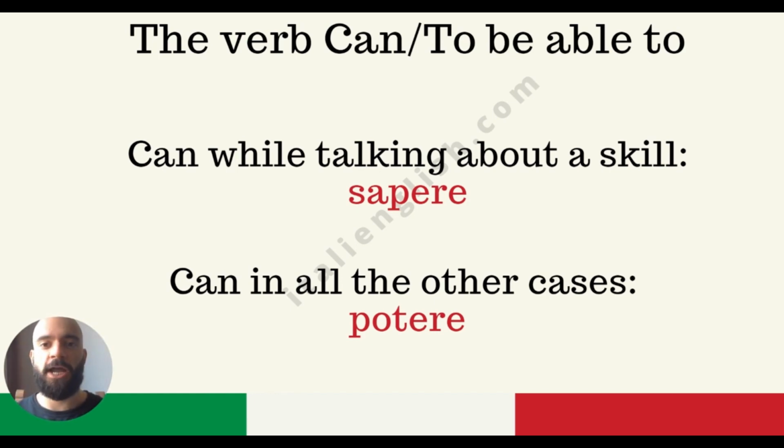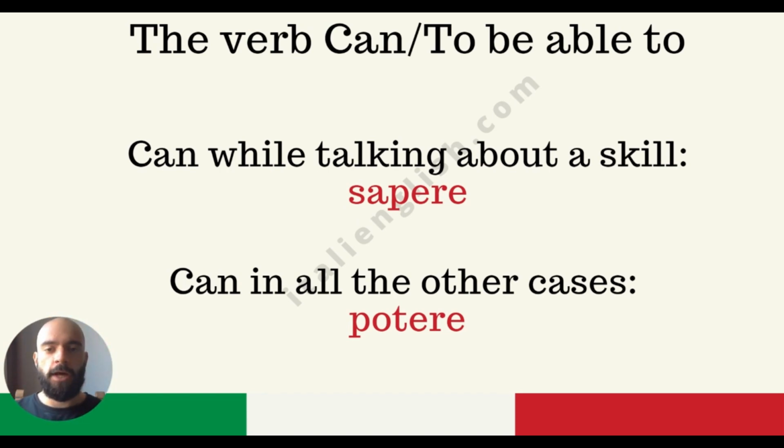Okay, so in order to describe the skill, so when we want to say can in the sense of skills, we use the verb sapere. In all the other cases, basically, so when we are discussing a physical limit or different kinds of can scenarios that are not skills, we use potere. Okay. Now, a nice hack to remember the difference is the following: can with skills equals sapere. There is the letter S in skill or even skills and sapere. Okay, so can with skills, letter S, sapere. All the other cases, potere.